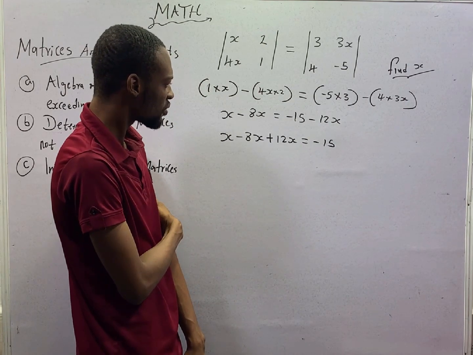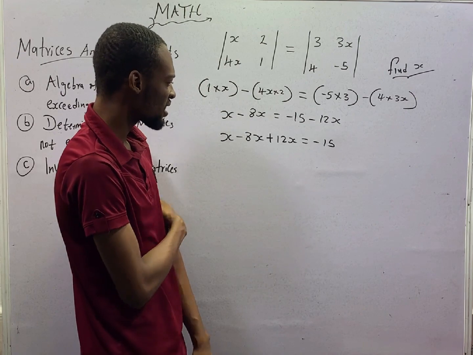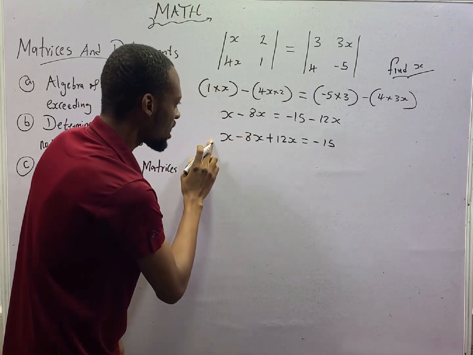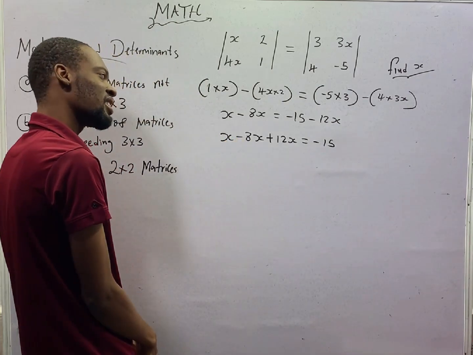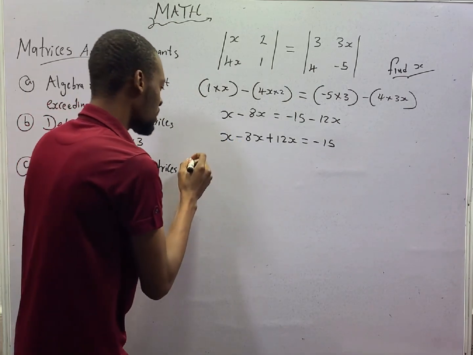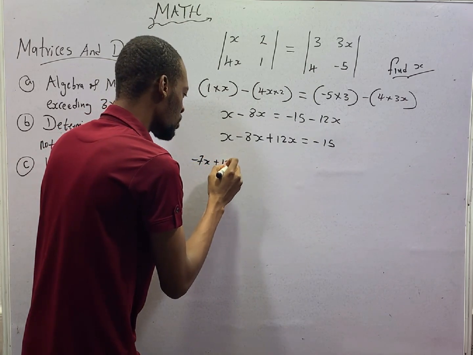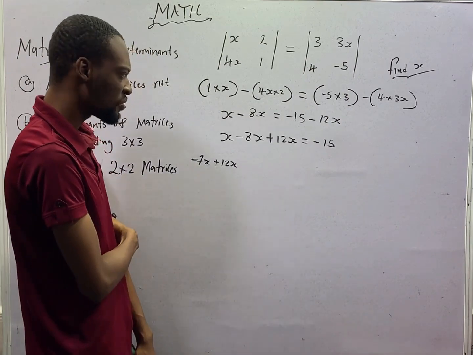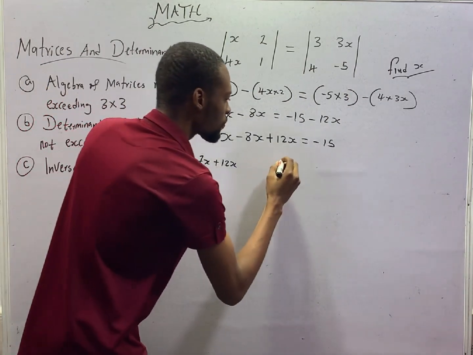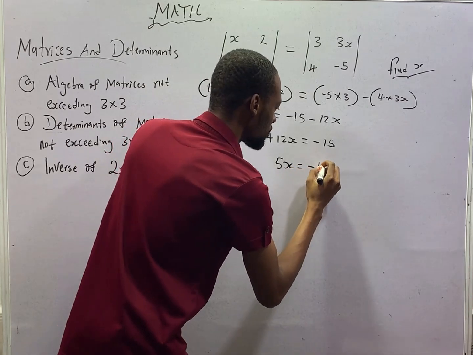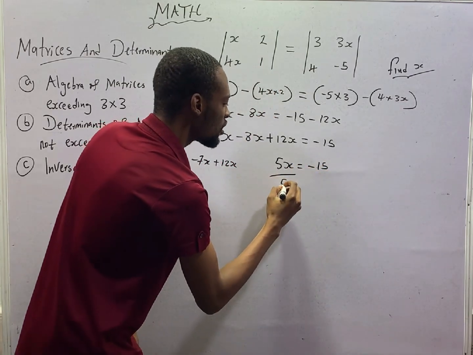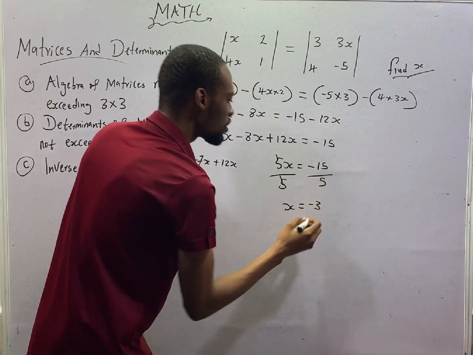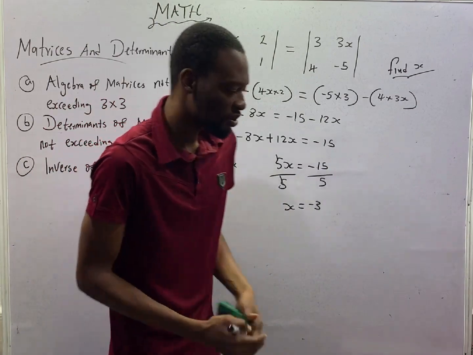Minus 7S plus 12S, that answer is not looking good, but you have S minus 8S, that is minus 7S. Minus 7S plus 12S is the same thing as 12 minus 7, and that should give you 5. Yes, so 5S equals minus 15. To get S, we divide both sides by 5. S is therefore equal to minus 3. That is the value of S.